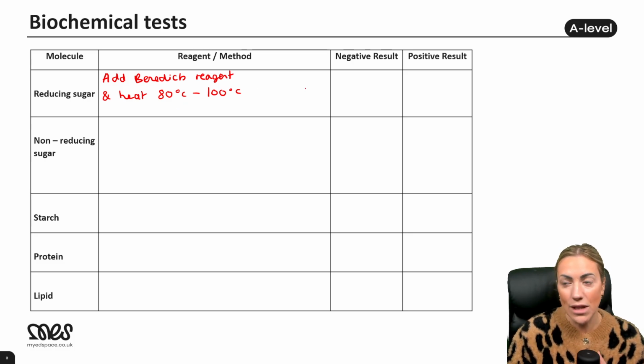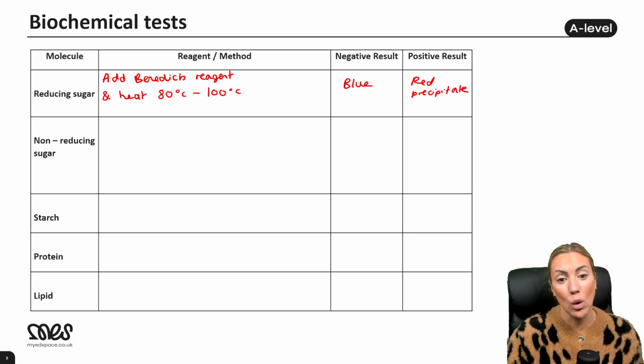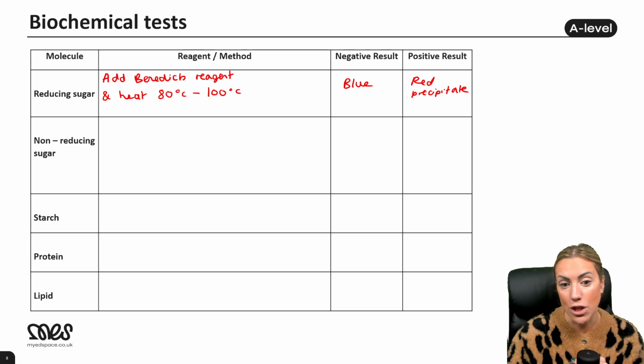Now, the negative result, if there's no reducing sugar present, then the Benedict's reagent would stay blue. But if there is reducing sugar present, you will get a red precipitate. And it is a precipitate, so that is important. It's a solid that forms in the solution. The concentration of reducing sugar will affect the overall colour, because if you've got a high concentration of reducing sugar in your solution, you'll get a lot of red precipitate, so it will look like a brick red colour. But if you've got a lower concentration of reducing sugar, it will look more orangey or yellow.